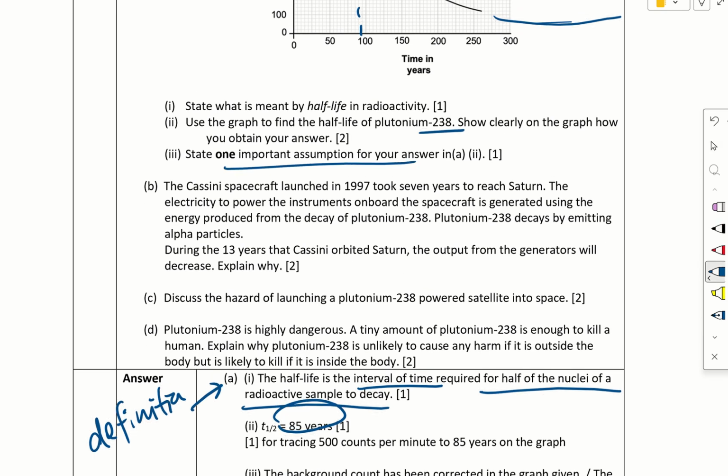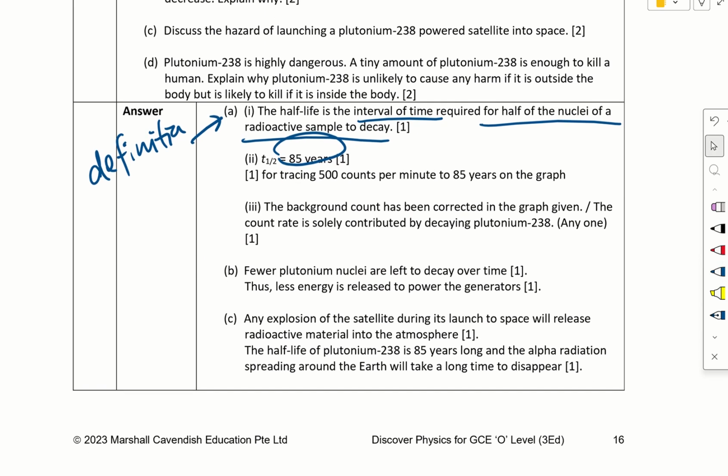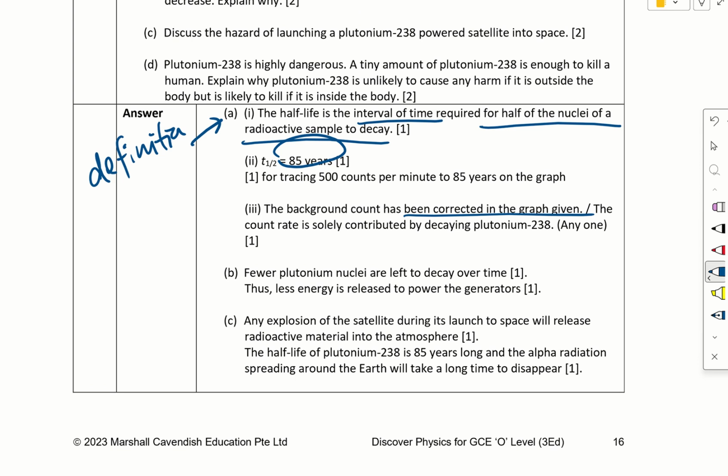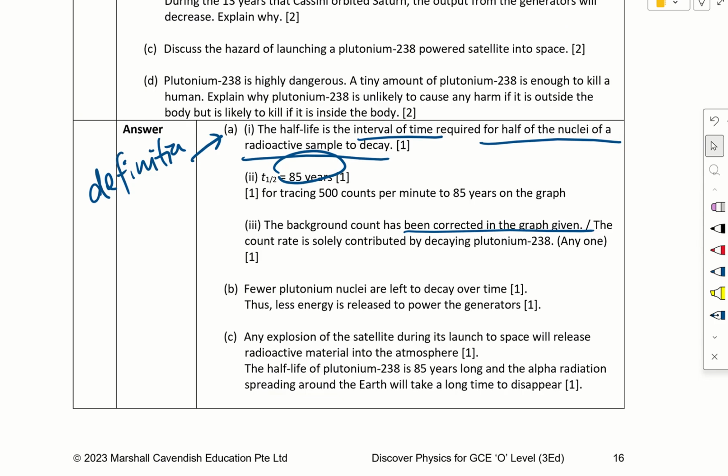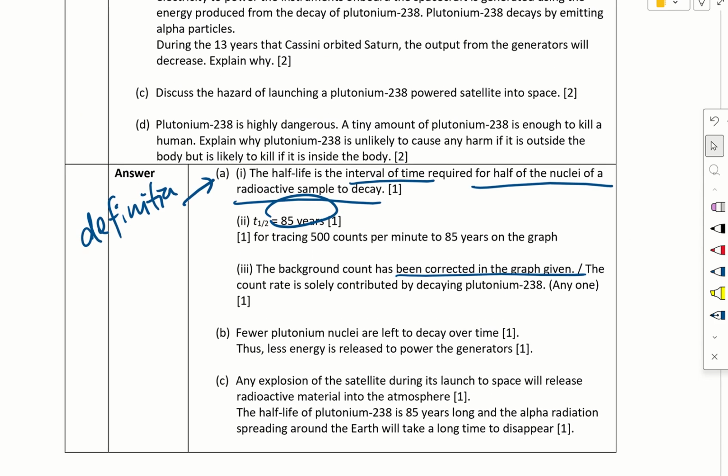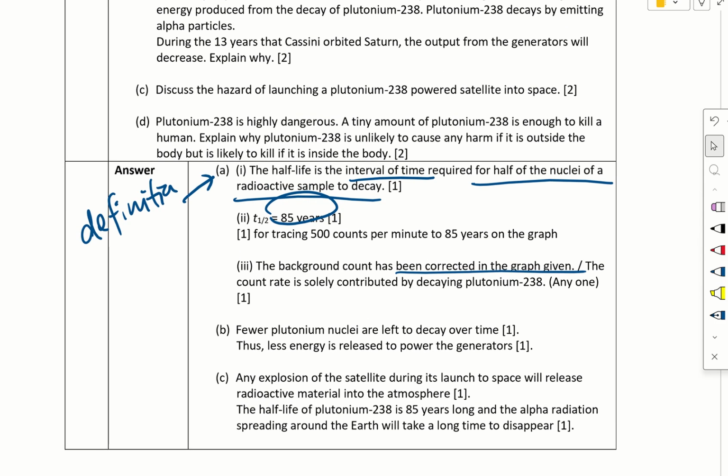State one important assumption for your answer. The background count has been corrected in the graph given. Okay, so this is the assumption. But I think for O level, they may be very specific or very explicit to tell you whether to bring in background count or not.